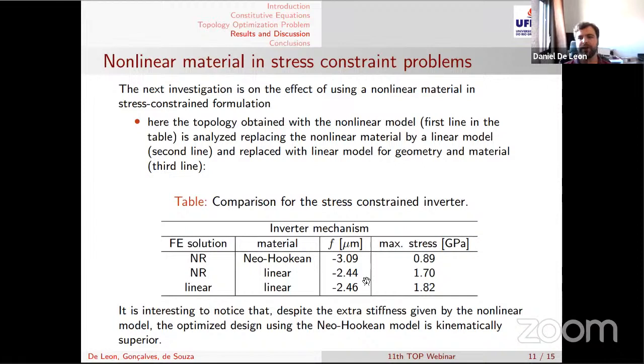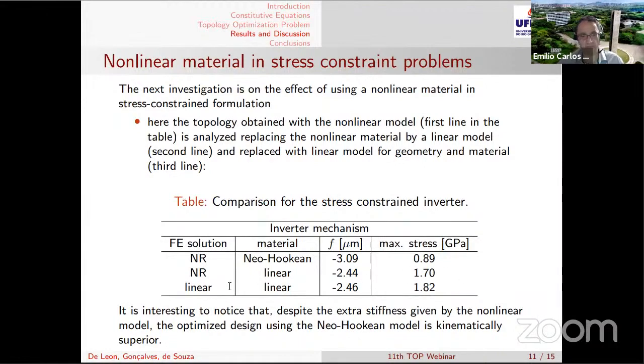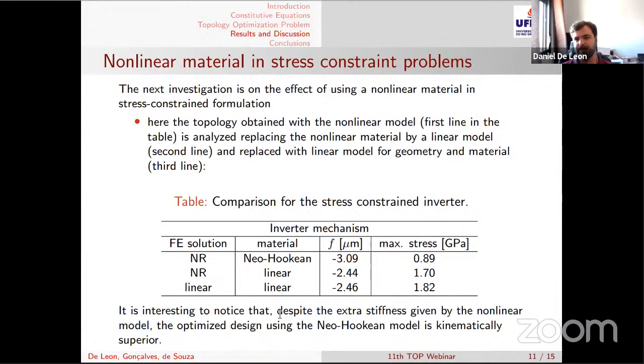Okay, I'm finishing. So it's interesting to note that the extra stiffness does not lock the complete mechanism, but the model is kinematically superior to the mechanism.